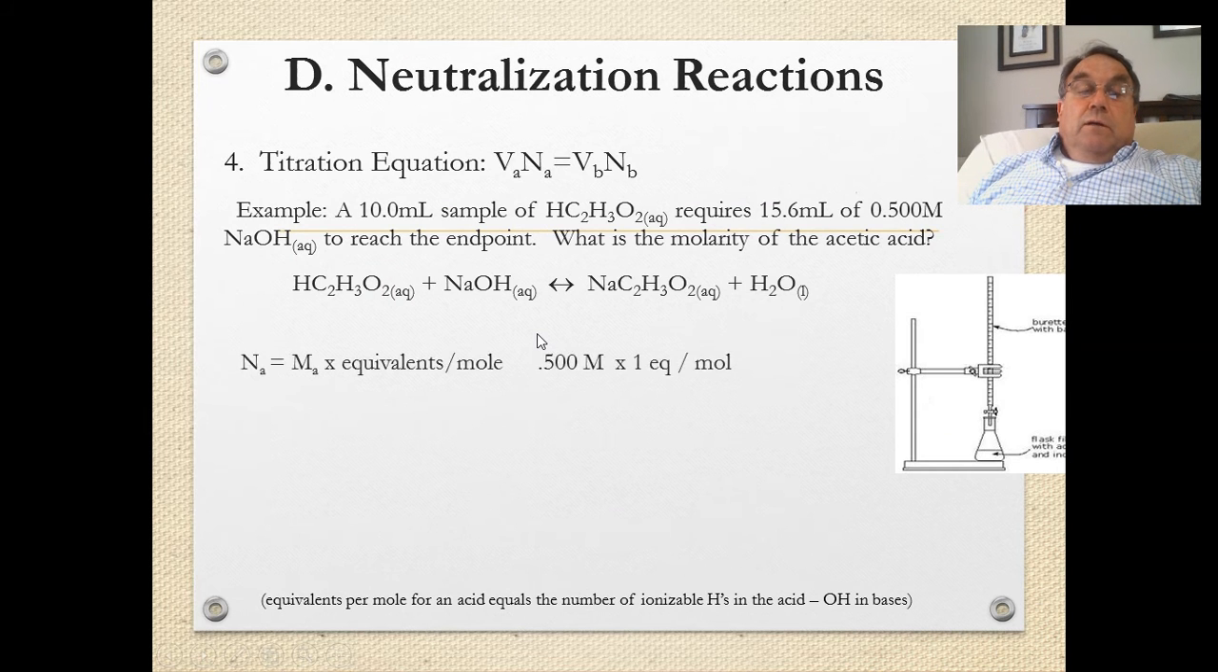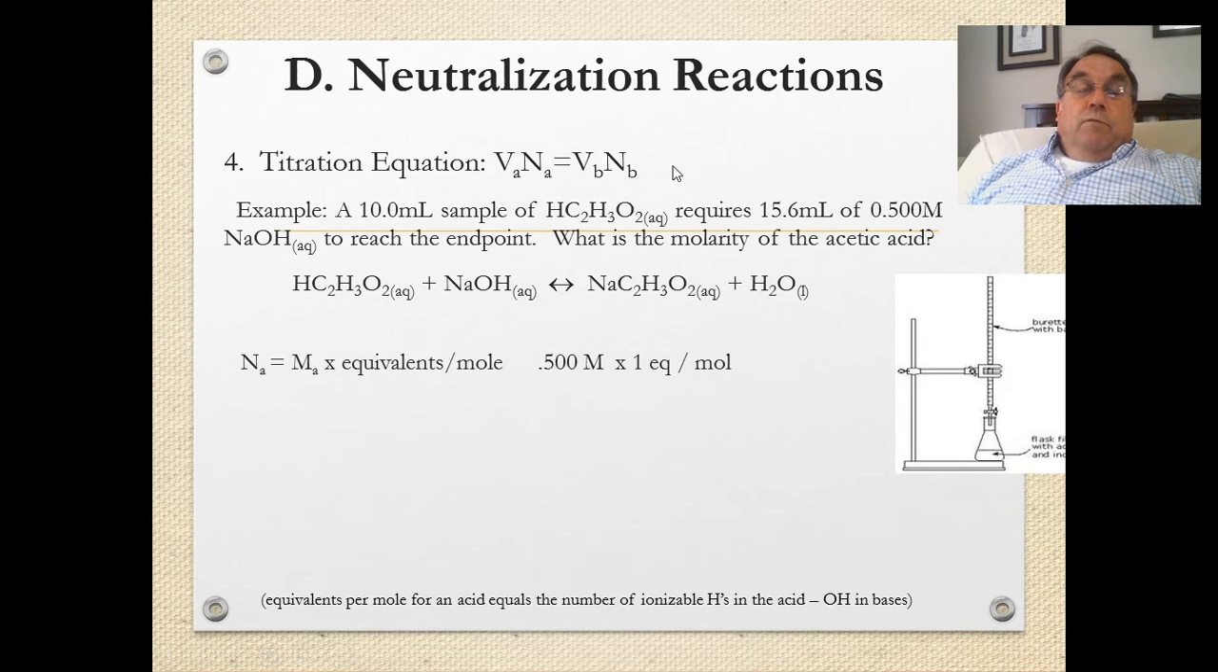Okay, so here's a sample problem. Much like what we're going to do in the lab, you take very measured amounts of the unknown. So here we have acetic acid, and we use 10 mLs of the sample. We titrate it with the base. So we put the acid in here with phenolphthalein, we put the base in here, and we run it until it turns ever so slightly pink. And it takes 15.6 mLs of the base, which is 0.5 molar.